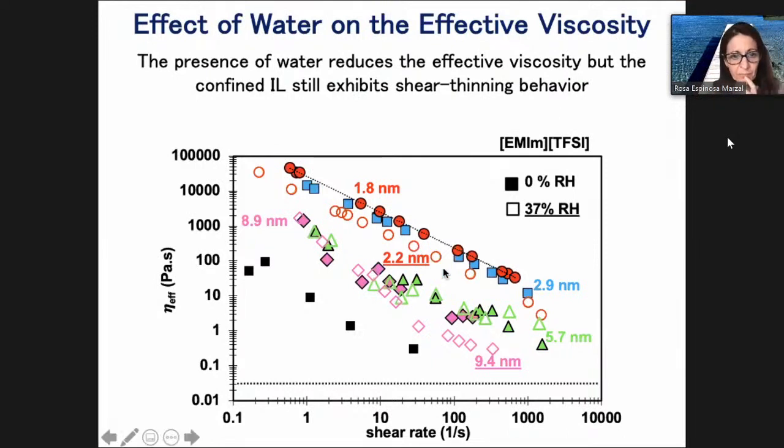But if we compare the results at 2.2 nanometers at 30% relative humidity with the 2.9 nanometers at 0% relative humidity, you see that water reduces the effective viscosity a little bit. And so that's an effect that we also see from the rheological measurements.